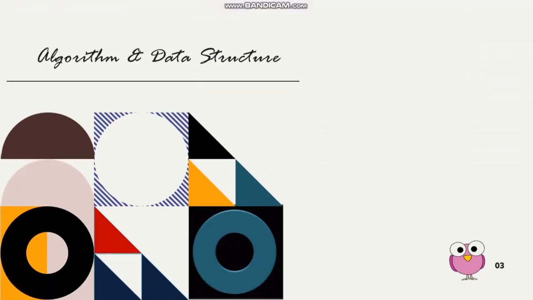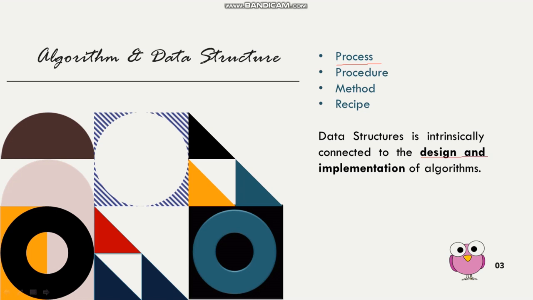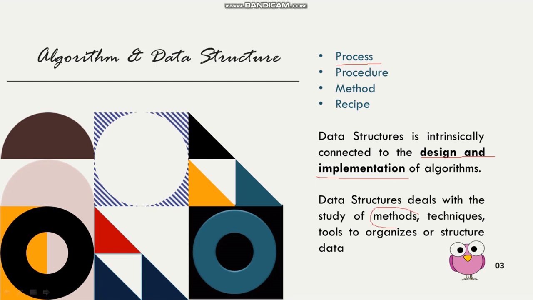Algorithms and data structure. Algorithm is a process, procedure, method, or recipe. Now, the algorithm and process do differ in certain ways that we'll be discussing in detail in the further episodes. Data structure is intrinsically connected to the design and implementation of algorithms. The data structure deals with the study of methods, techniques, tools to organize or structure the data. Or, in other words, data structure is a particular way of storing and organizing the data in a computer so that it can be used efficiently.